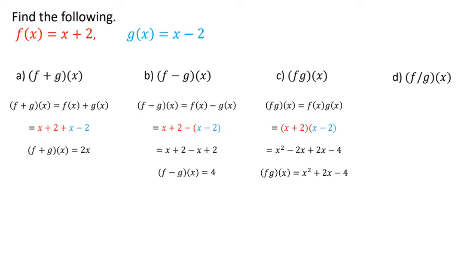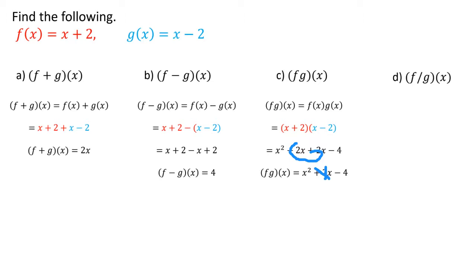On this one, I have to do FOIL. x times x is x squared. x times a minus 2 is a minus 2x. 2 times x is a positive 2x. And a plus 2 with a minus 2 is a minus 4. Let's combine my like terms. I have a minus 2x plus 2x. That should be 0 here. Okay, so let's do a little correction here. This should be 0. These cancel out. So there should not be a 2x here. So our final answer is just x squared minus 4.